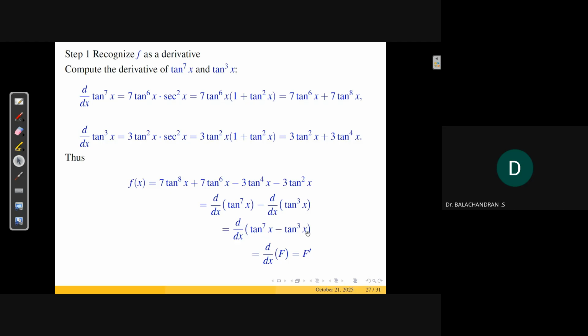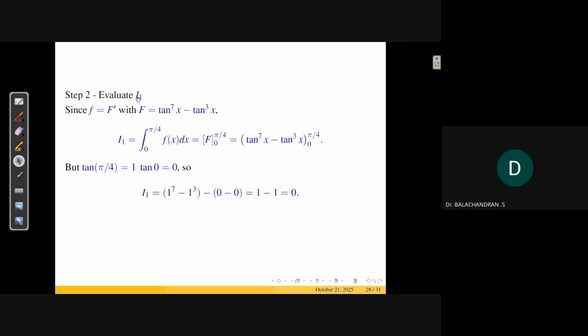I took this as capital F. Capital F is equal to tan power 7x minus tan cube x. If you differentiate this, you'll get small f. So small f of x is equal to capital F dash.